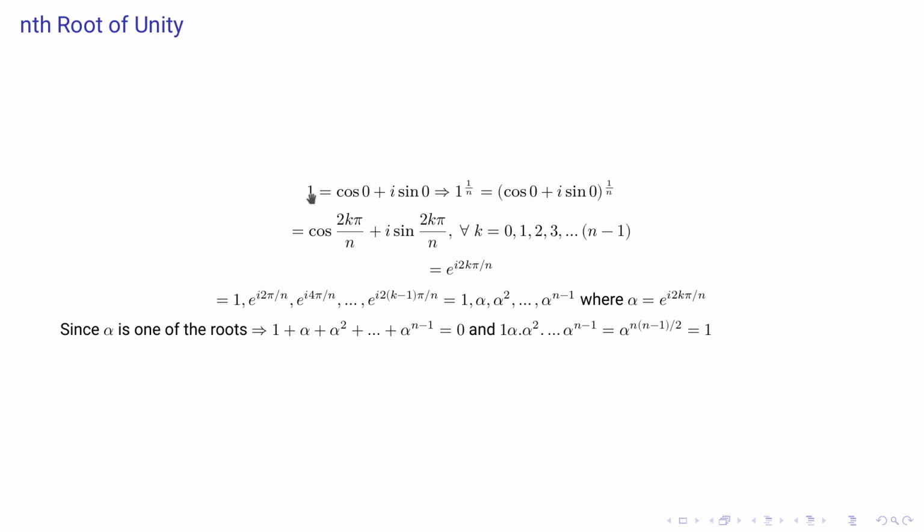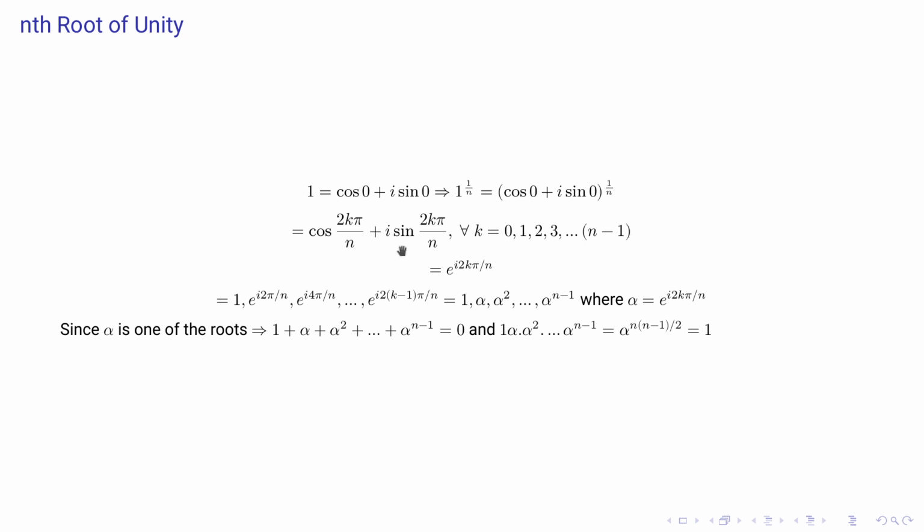So we have 1 is equal to cos 0 plus i sin 0, because sin 0 is 0, so the imaginary part will become 0 and cos 0 will be 1. Now to find the nth root of unity, we raise 1 to the power 1 by n. That means we will raise the same power to the right hand side also. Now cos 0 plus i sin 0 to the power 1 by n is equal to cos 2k pi by n plus i sin 2k pi by n, where k is equal to 0, 1, 2, 3 up to n minus 1.